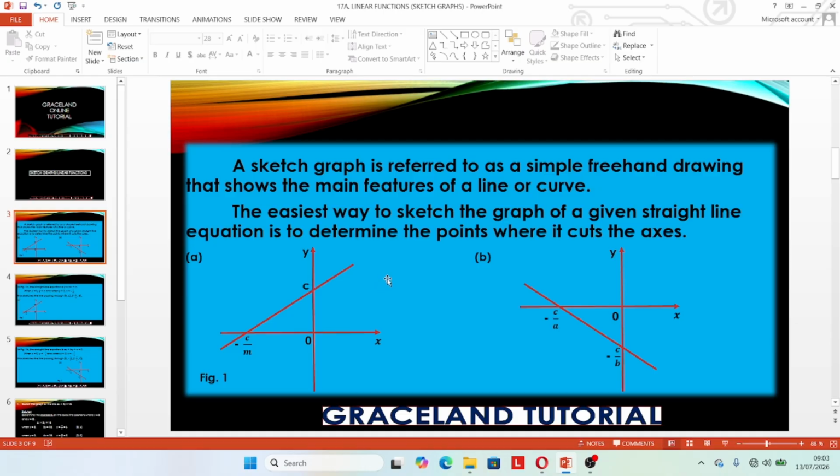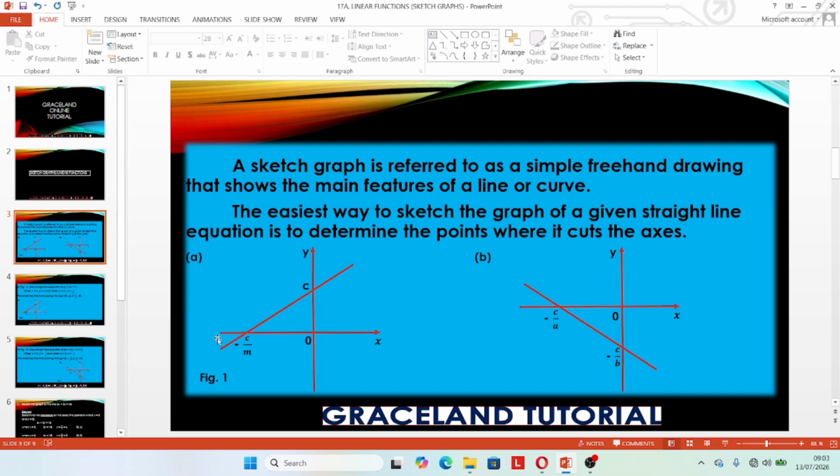Now, the easiest way to sketch the graph of a straight line equation, you only need to determine the points where it cuts the axis. And how can you calculate that? Just by making the x equal to 0 and then the y equal to 0. But before we do that, let's quickly look at this. Let's look at figure 1a.